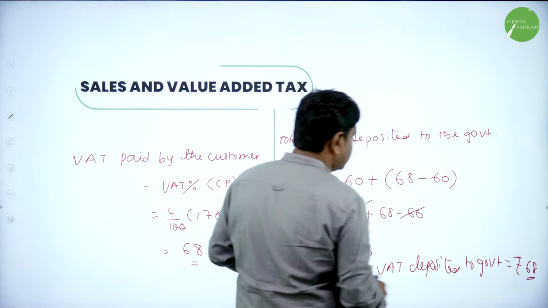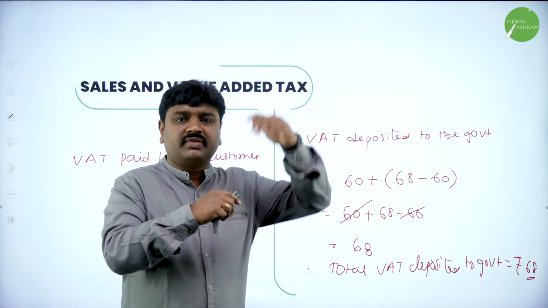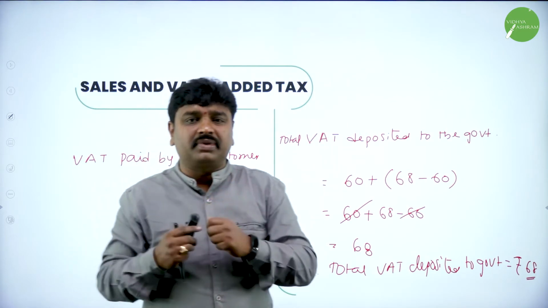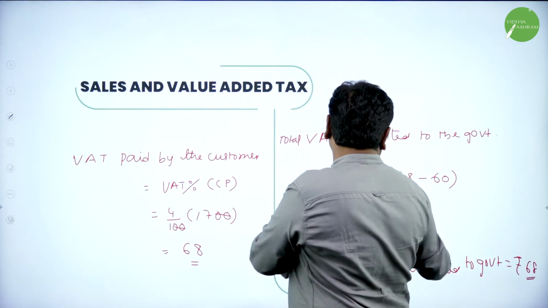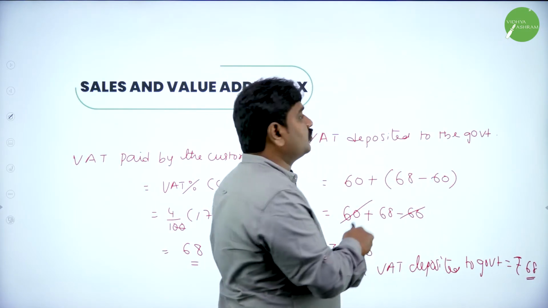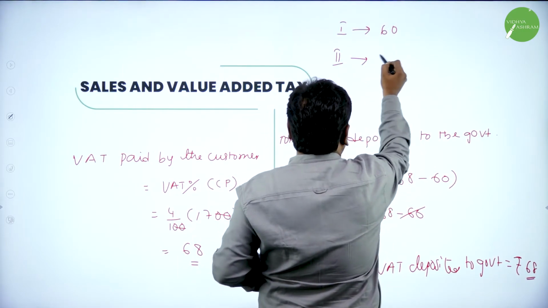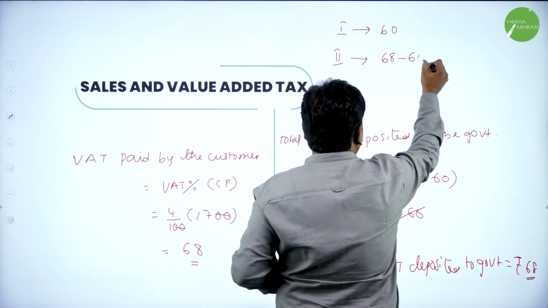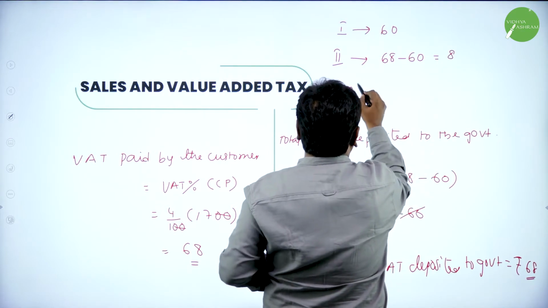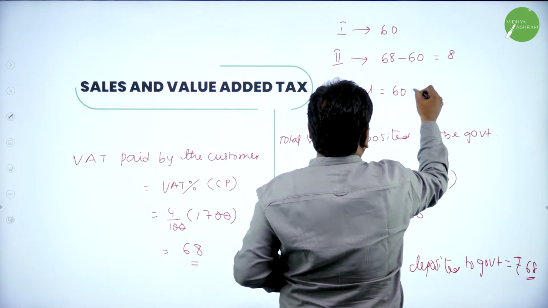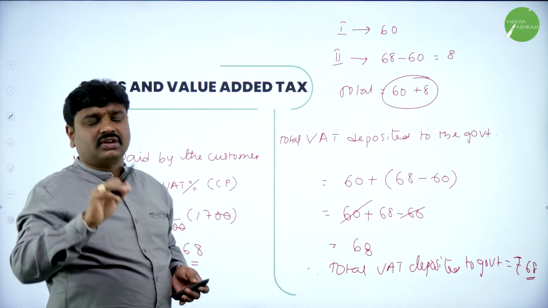Here what you should understand is that the total VAT paid by the customer is 68 rupees, but the customer will not pay it to the government, he will pay to the shopkeeper. Because the shopkeeper already paid 60, he will keep his 60 and deposit the remaining. So in the first stage the shopkeeper deposits 60. In the second stage, out of 68 he keeps his 60 and deposits the remaining 8. In total, 60 plus 8 is 68. Indirectly the whole VAT is collected from the customer. That is the logic here.